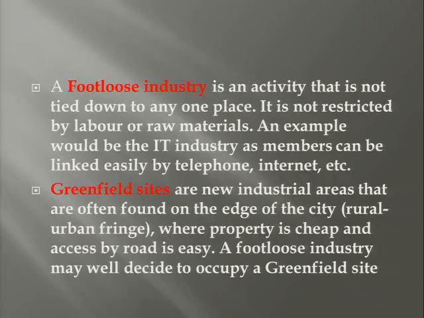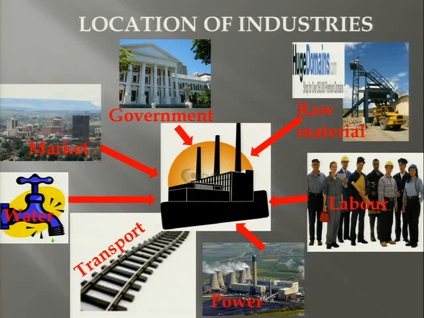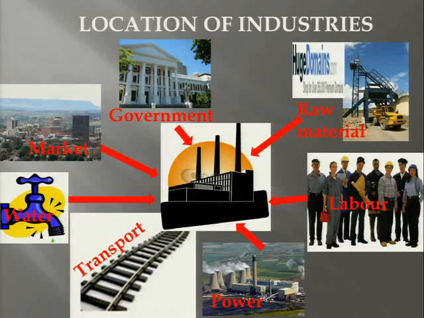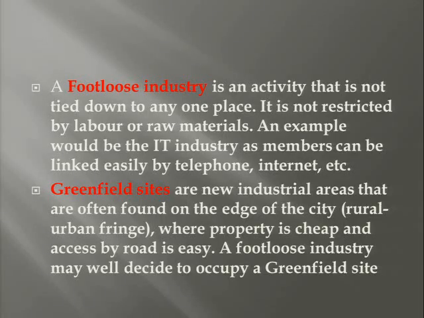Let us go on. Now, as a result of this, we sometimes have industries that do not depend on these 6 factors. We have industries that we call footloose industries. What is that? It's an activity that is not tied down to any one place. It is not restricted by labor or raw materials. An example of a footloose industry will be an IT industry, where people working with computers or telephones really do not rely on, say, raw materials for their location.